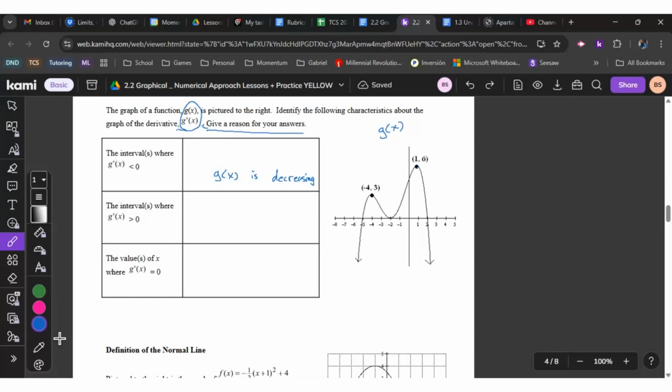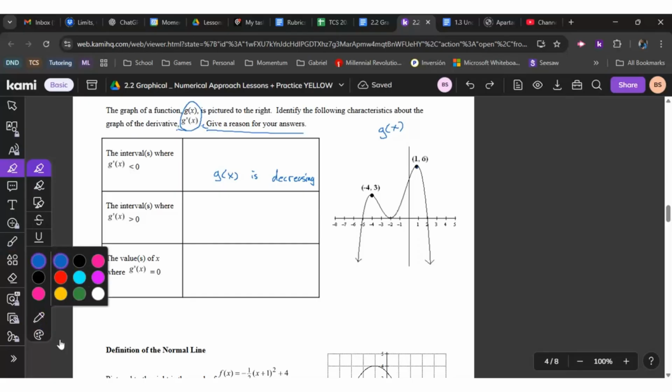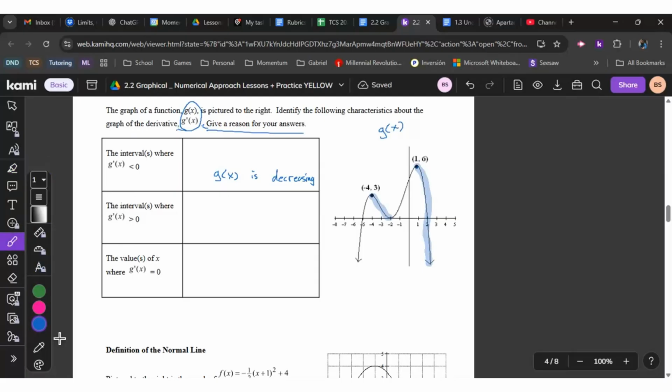So the function's decreasing. So it's here. I should highlight it. Let's highlight it. And there, right? And why then? Why here? No, because here the function's increasing. So it's from -4 to -2, and also from 1 to, what would that be if it keeps going? Infinity. There we go. Perfect.